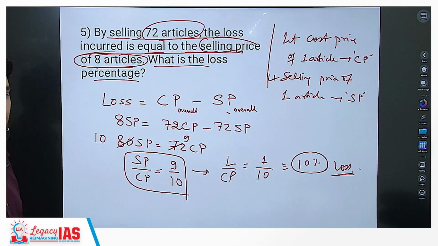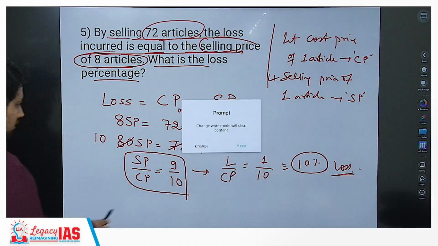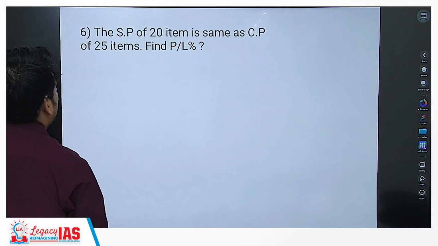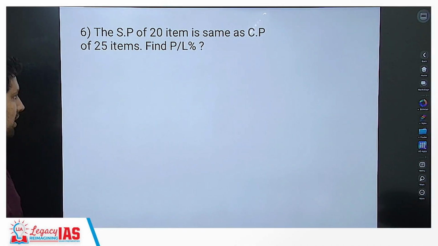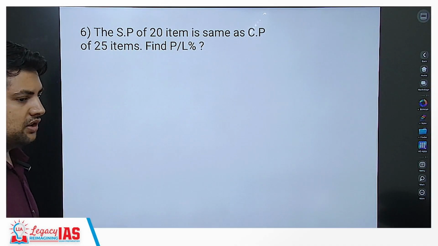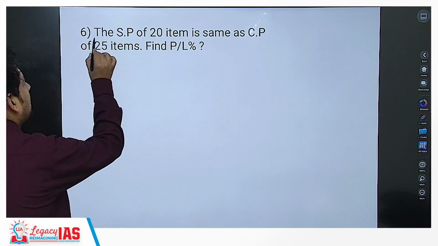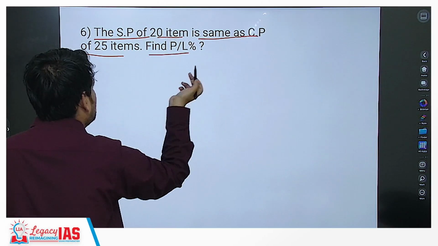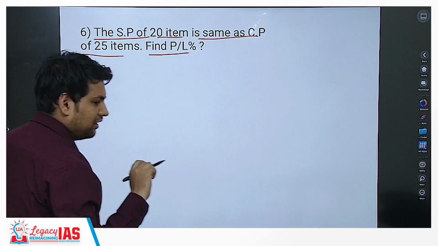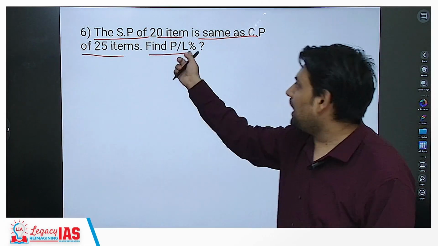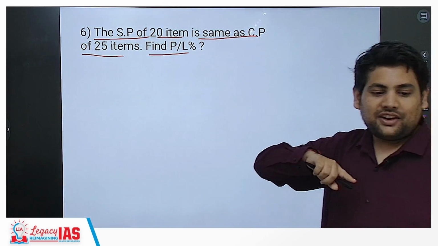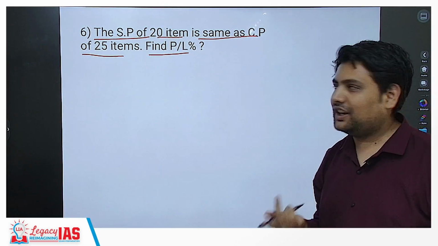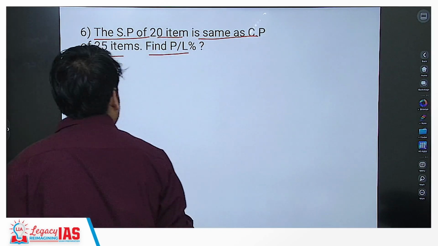Understood? Simple? Okay. Now, let us do one more question. Yeah, let us do this. You can pause and try. This is a very easy question. What it says, the selling price of 20 items is same as cost price of 25 items. Find profit or loss percent. Okay, this is not profit and loss percent. Either he is having profit or loss. Okay, so this is selling price of 20 items.